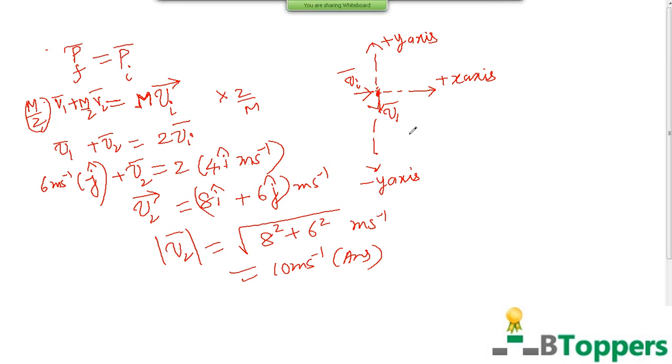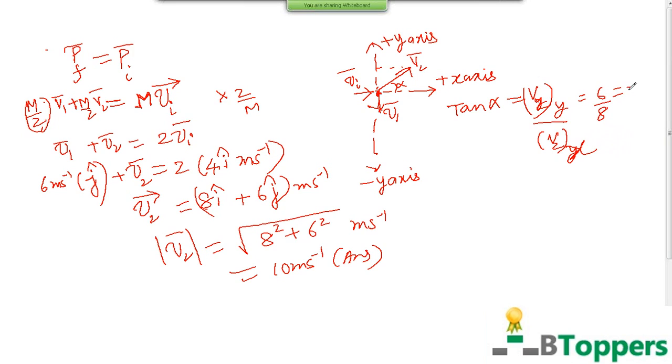In case we are asked to find the direction of the velocity V2 bar, you can observe that the velocity V2 of second part has components along positive x-axis and positive y-axis. That means V2 bar will be directed in this way at some angle alpha above the horizontal. In case you are asked to find alpha, tan alpha you can write V2y by V2x. That means V2y is the y component of velocity of second part and V2x is x component of velocity of second part. That will be 6 by 8 or 3 by 4, or alpha equal to 37 degrees. That means velocity of second part makes an angle of 37 degrees above the horizontal.